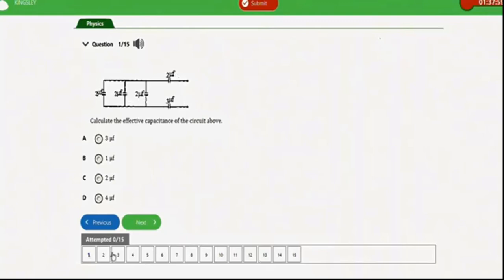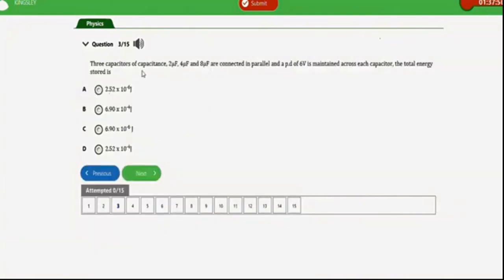So the next repeated question will be this question. It says 3 capacitors of capacitance 2 microfarad, 4 microfarad, and 8 microfarad are connected in parallel, and a potential difference of 6 volts is maintained across each capacitor. The total energy stored is, so for this particular question, note that the formula for calculating the energy stored in a capacitor is half CV squared.